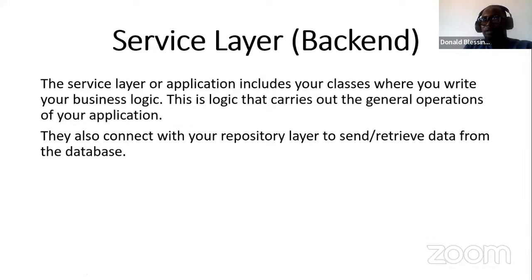So the second layer is the service layer or the application layer. The application layer includes the classes that you write, where you write your business logic, your calculations: do this, do that, give me this data, give me that data, perform such operations on such data, and so on. It is the logic that carries out all the general operations of your application. You can also connect them with the repository layer to send and retrieve data from the database.